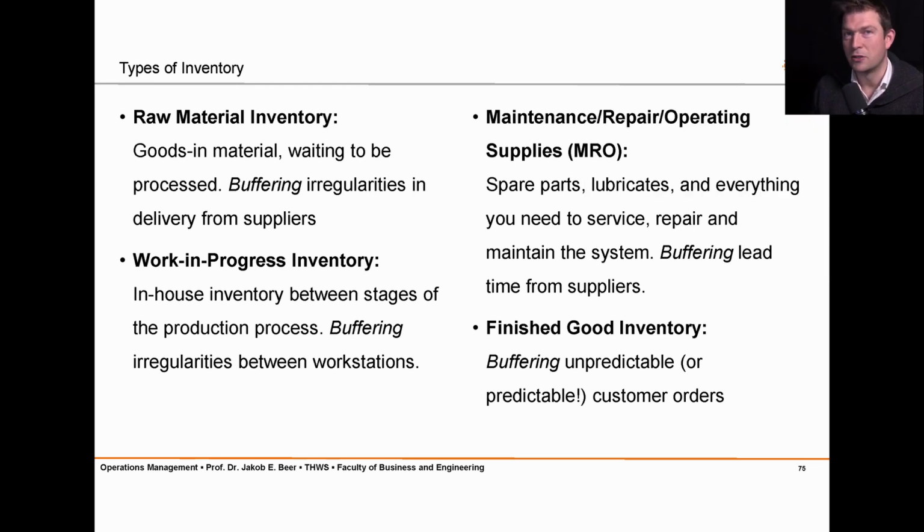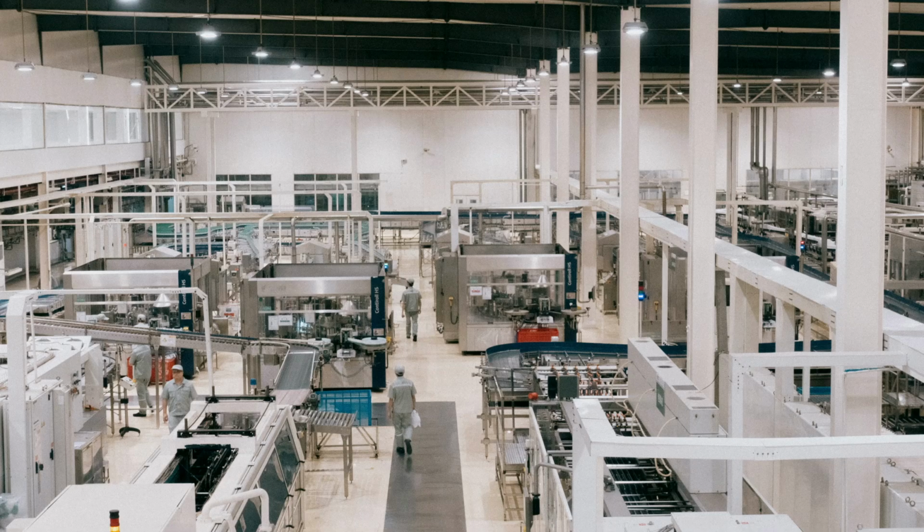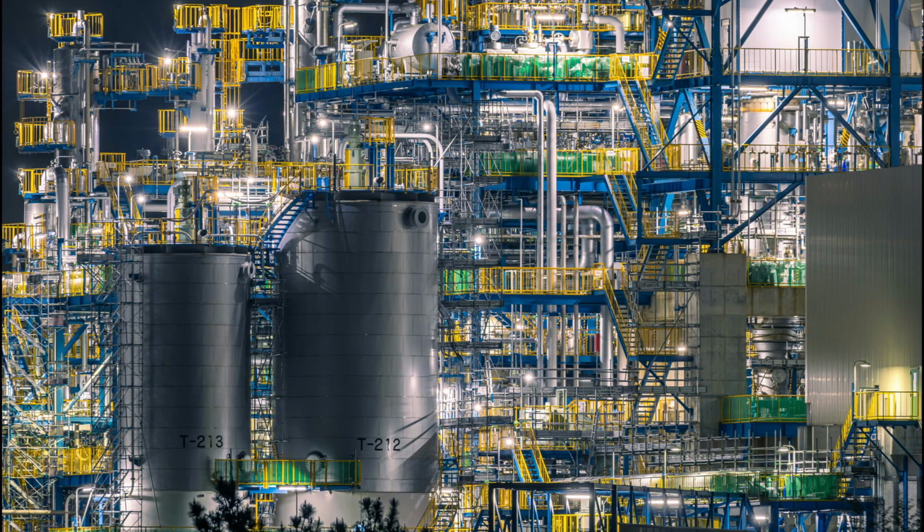Finally, we have finished goods inventory. This refers to completed products ready for sale or distribution. The primary purpose here is to buffer against unpredictable, or sometimes predictable, customer demand. Maintaining an appropriate level of finished goods ensures you can fulfill orders promptly, even during demand spikes. This is especially important when we have fixed production capacity that cannot easily and swiftly be expanded, or if an expansion of capacity comes with high cost but low utilization at most times of the year.